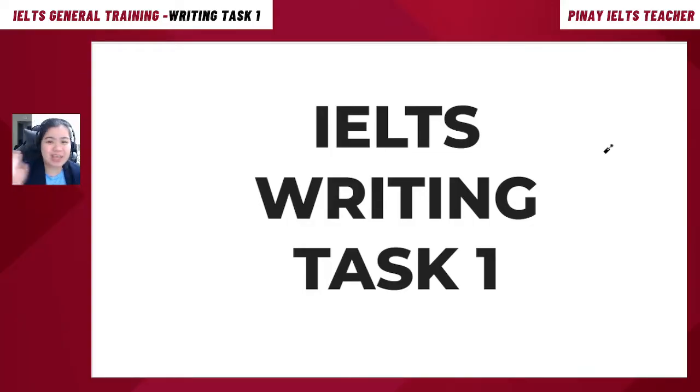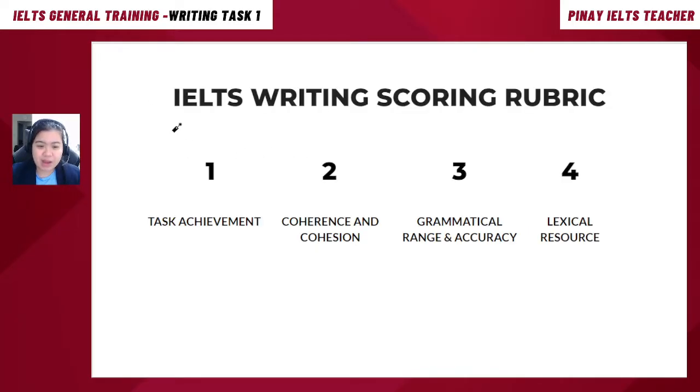Today we're focusing on general training writing task 1, specifically your letter writing. Before we go there, you are to remind yourself of your writing scoring rubric. These are the areas of how you're being graded with your IELTS writing. You need to nail this down, guys, because for you to know how to get that score, you have to find out what you need to do or what are the elements that must be found in your writing to get that band score. So I suggest research on this or watch my earlier videos to know more about these scoring rubrics.